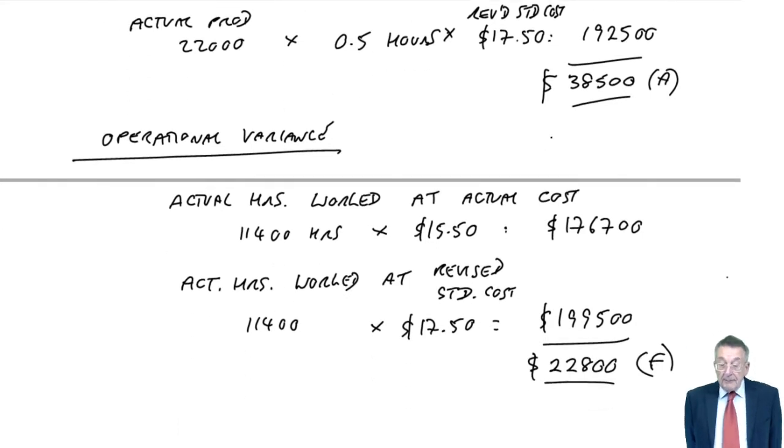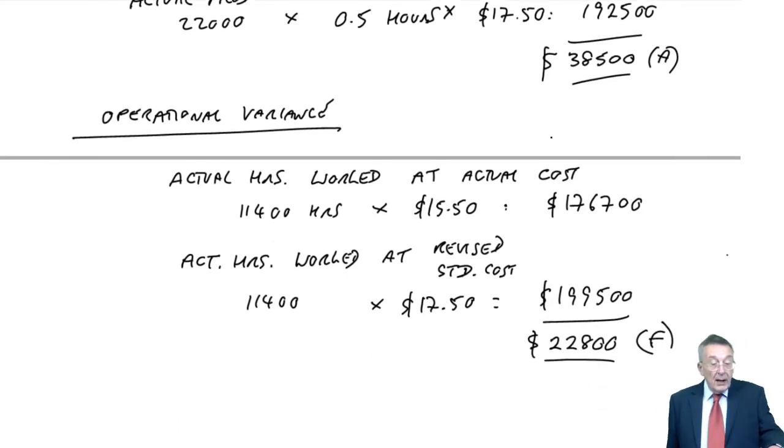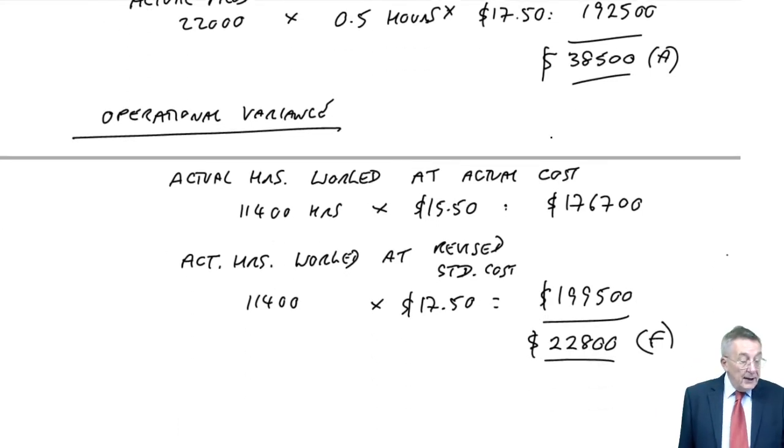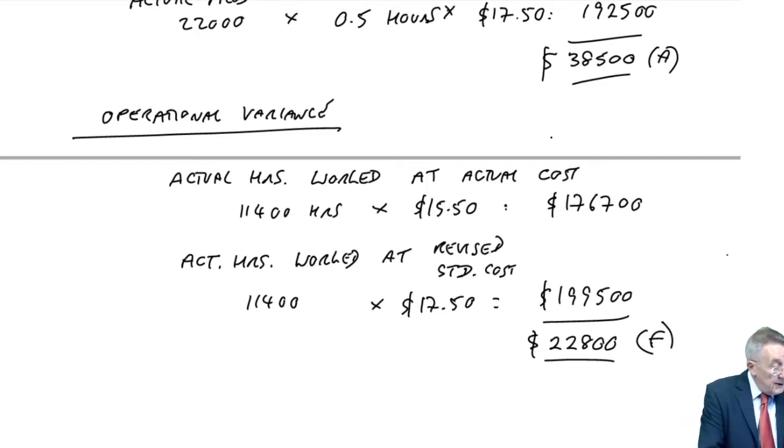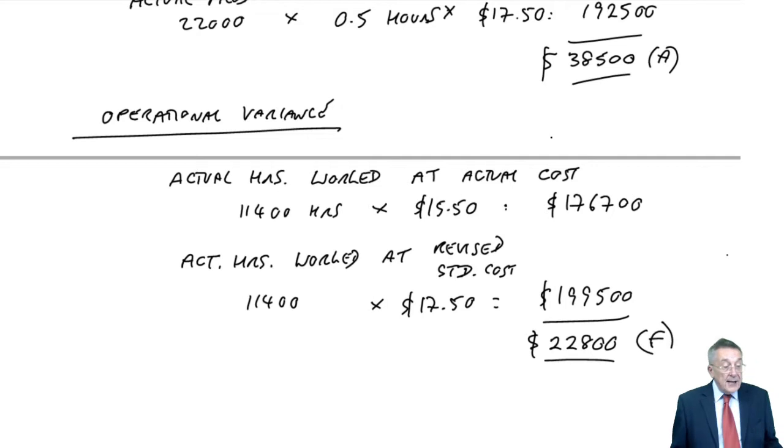Anyway, there we are. It could be asked on anything. If you look over the page, there's exercise 2. Exactly the same idea, but it's materials. The budget production, 21,000. The standard cost per unit, 3 kilos at $4. We actually ended up producing 10,000. We actually bought 33,000 kilos when we paid $4.20.